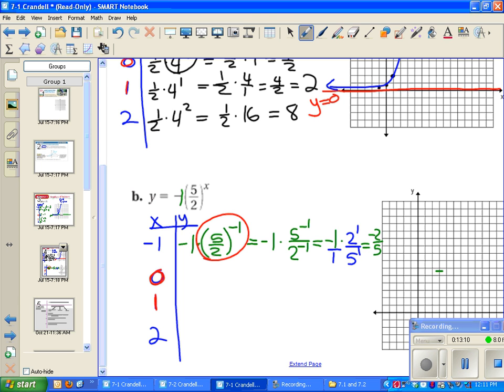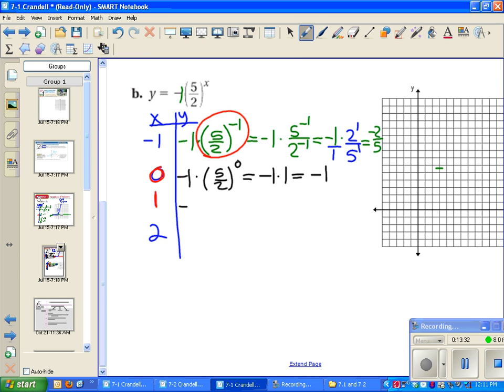So please pause the video and do the rest. You can do it right now. And then hopefully for 0, you got -1 times 5 over 2 to the 0 power. And that is equal to -1 times 1, which is -1. All right. When you plug in 1 for the exponent, that's going to be -1 times 5 over 2, which is the same thing as -5/2. So that's -2.5 if you like decimals.